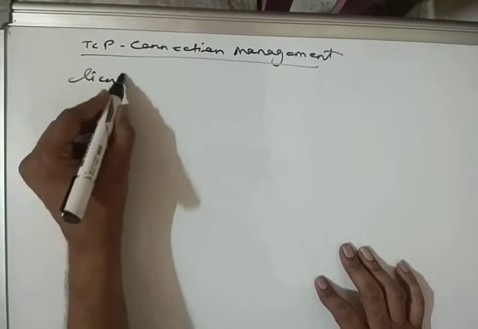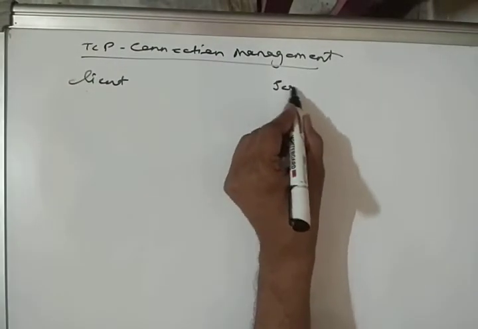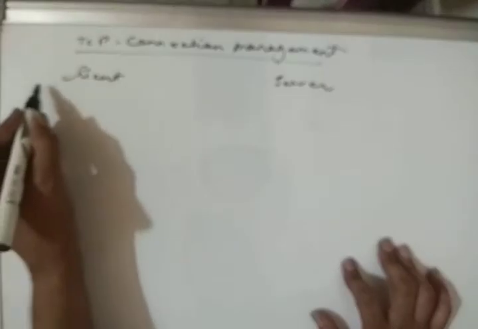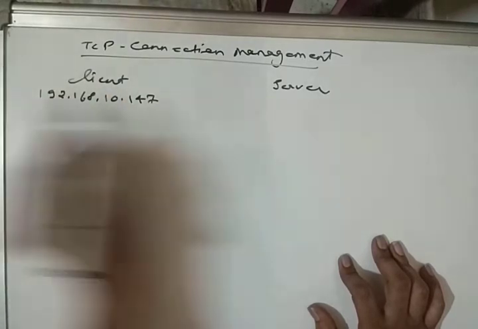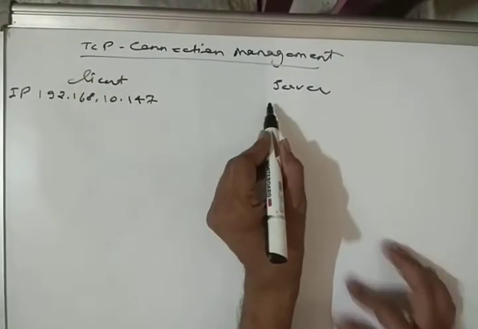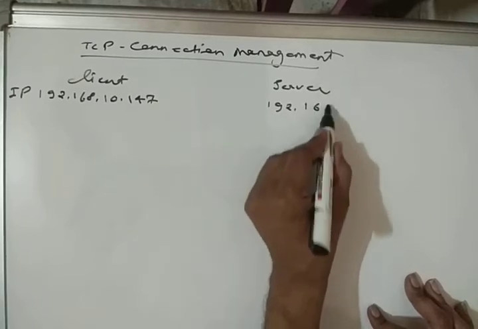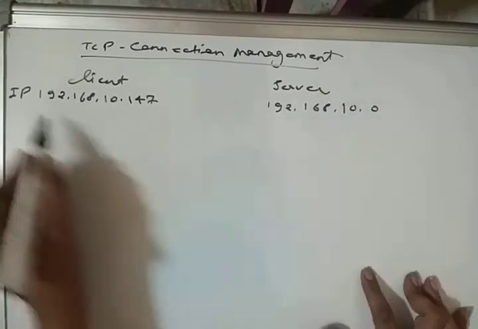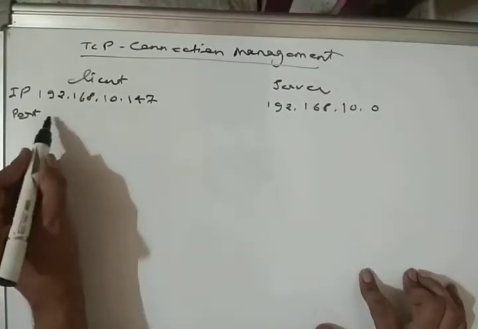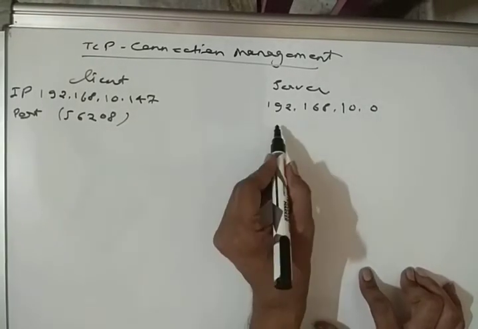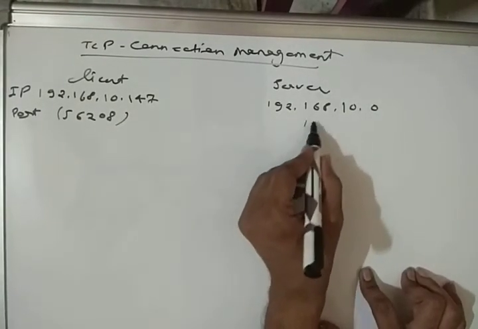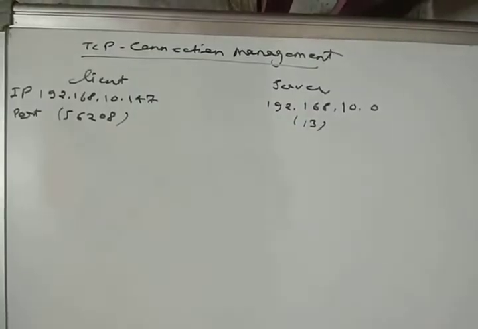Client, server. The client IP address is 180.168.10.147. The server IP address is 192.168.10.0. Port address 56208 is the port address of the client. The server port address is 13, to be run on port 13.